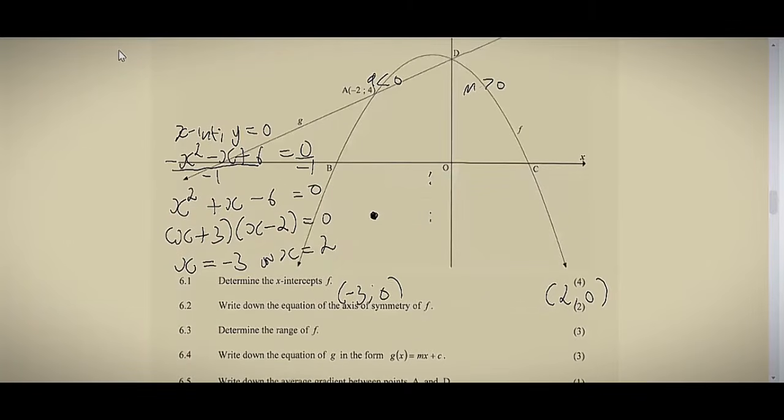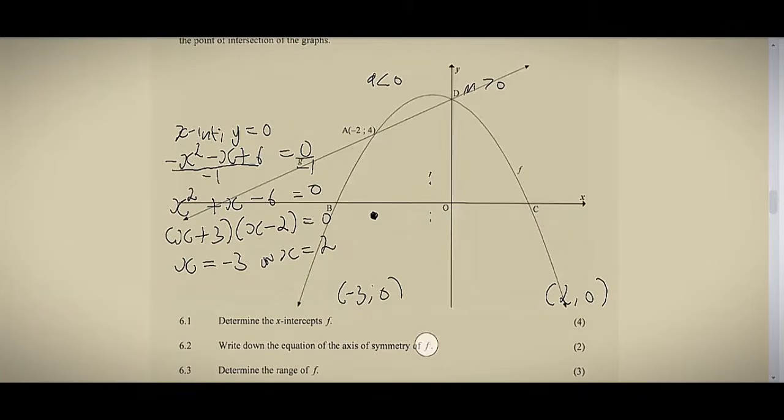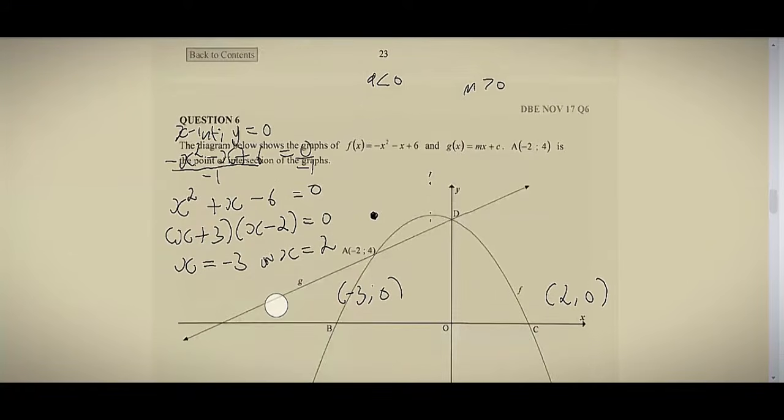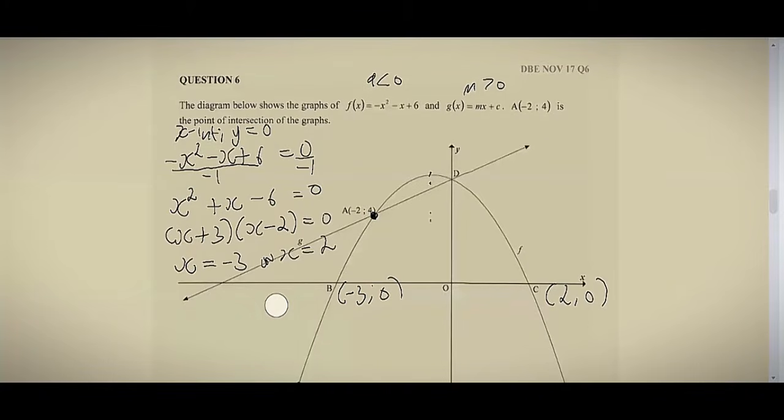Then 6.2 says, write down the equation of the axis of symmetry, right? So what is the axis of symmetry? Note this. The axis of symmetry is more like the midpoint of these x-intercepts, right? So you can easily calculate the axis of symmetry by calculating the midpoint of the x values, right? So if you say the midpoint of the x values, this would be -3 plus 2 divided by 2. -3 plus 2 is 1, so you have 1 over 2.